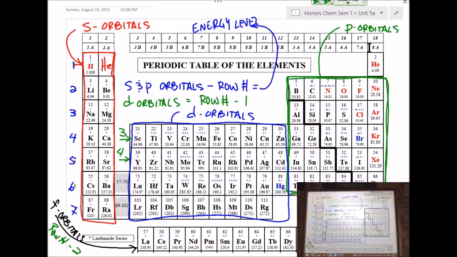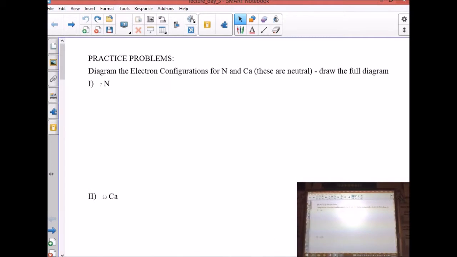Whenever we do electron configurations, we always start right here, number 1. And when we do electron configurations, each element represents an electron, which is kind of cool. I'm going to leave all that on there. So let's look at our first practice problem.